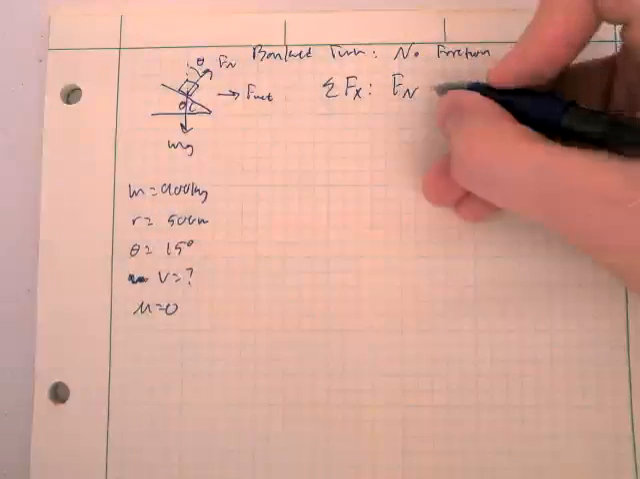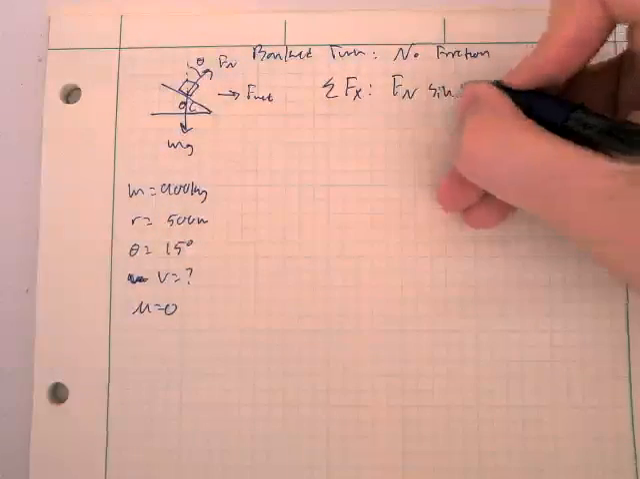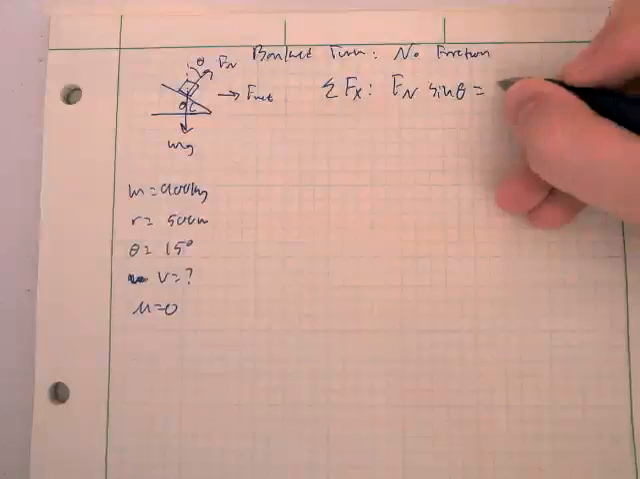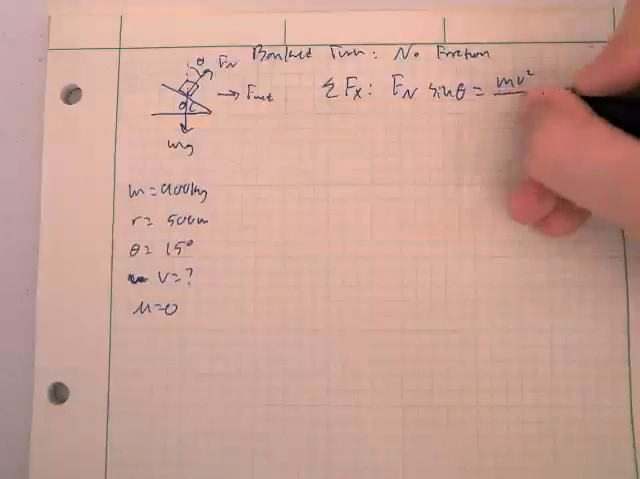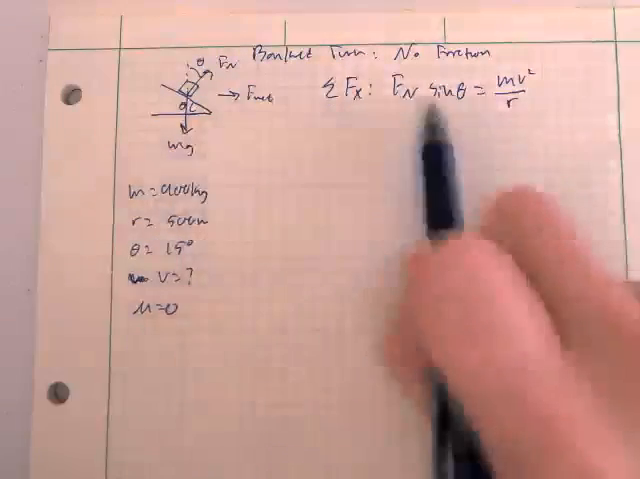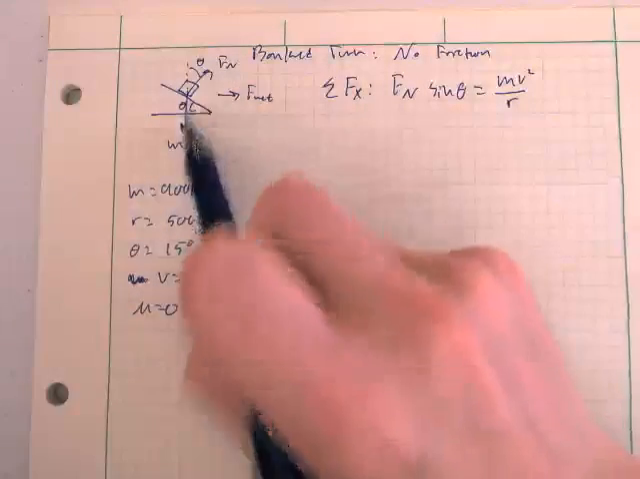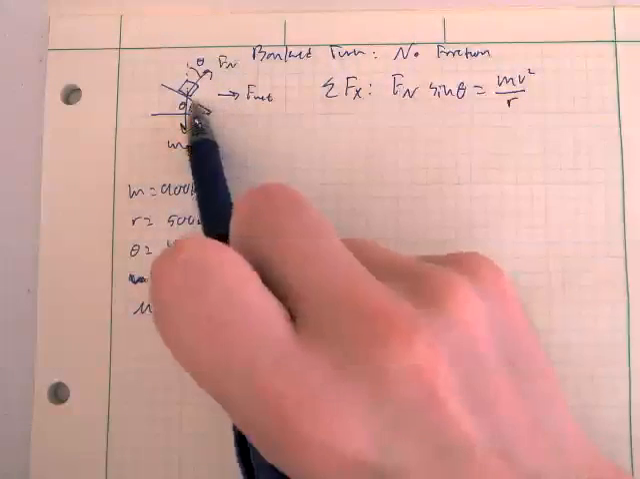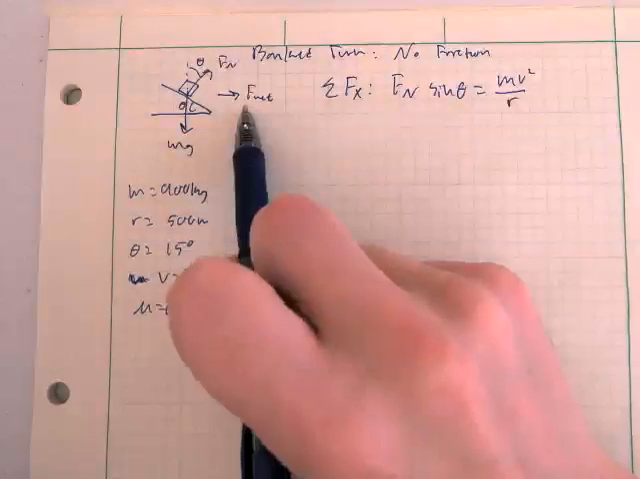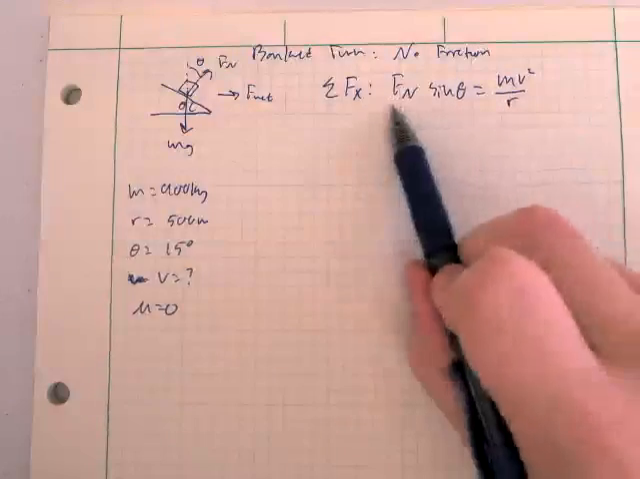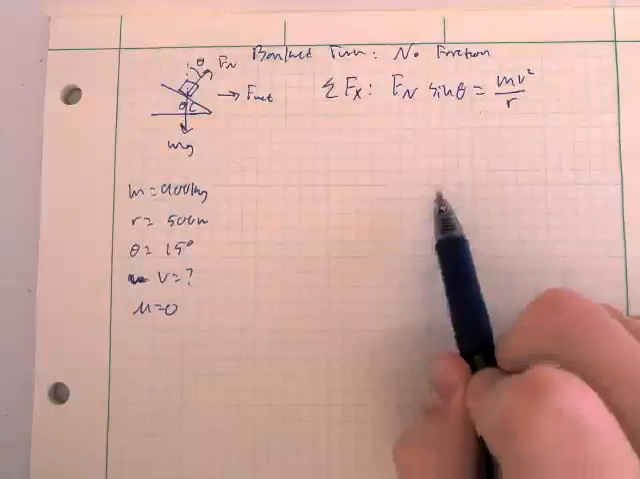So it's Fn times sine of theta equals mv squared over r, right? This is the only force acting in the x direction, right? Gravity is just pulling straight down. And so we know that our net force is the centripetal force, mv squared over r. So this is my F equals ma.